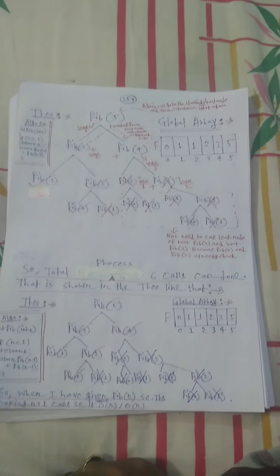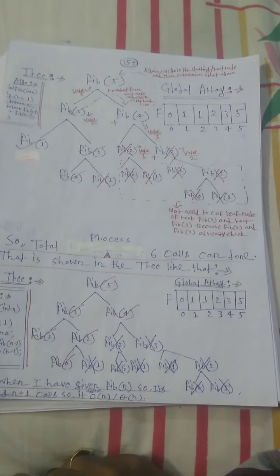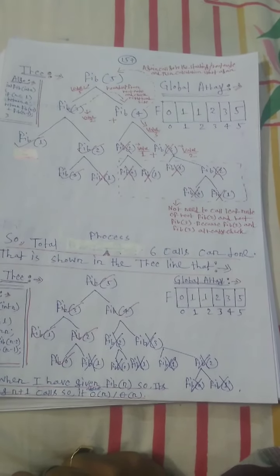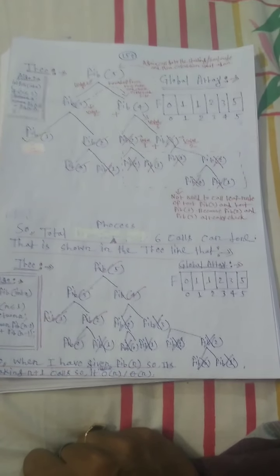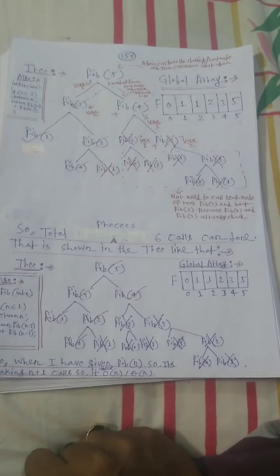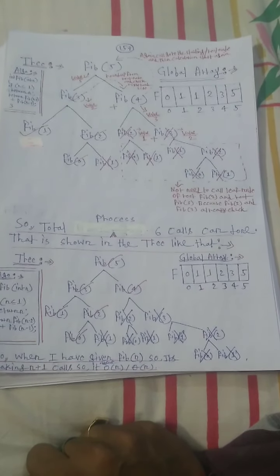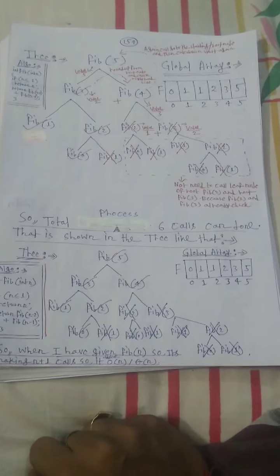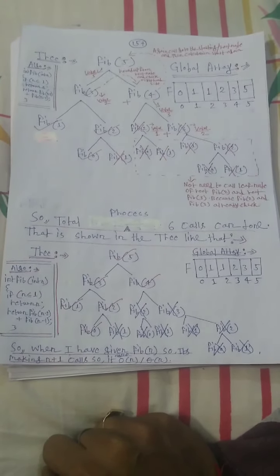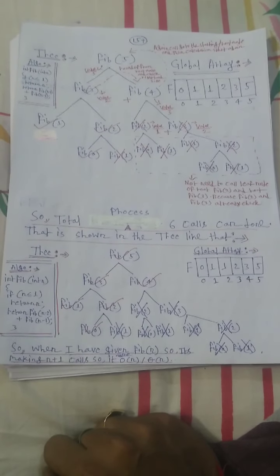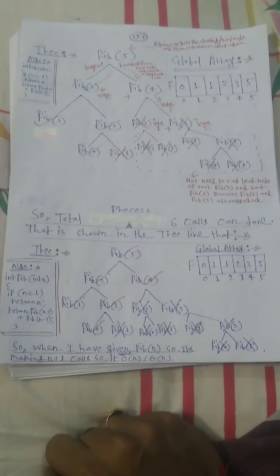So in this total process, 6 calls can be done. At first we know the tree will have 15 calls, but here we can reduce it to 6 calls. So when I give fib n, it makes n plus 1 calls, so you can say it is order of n or theta of n.